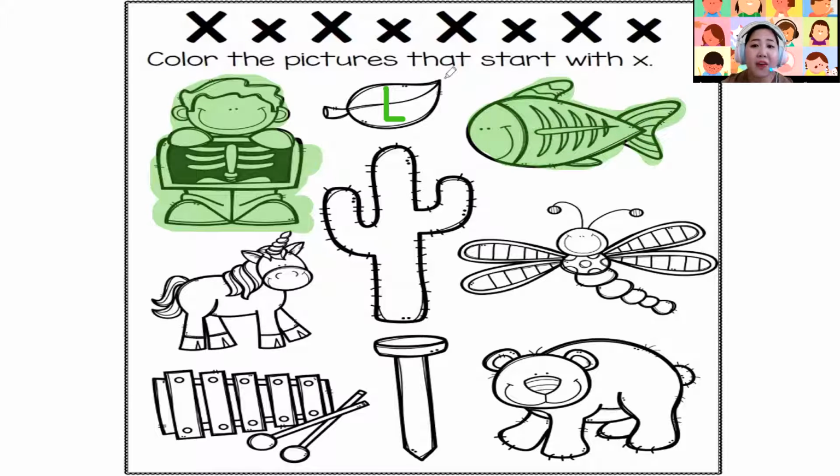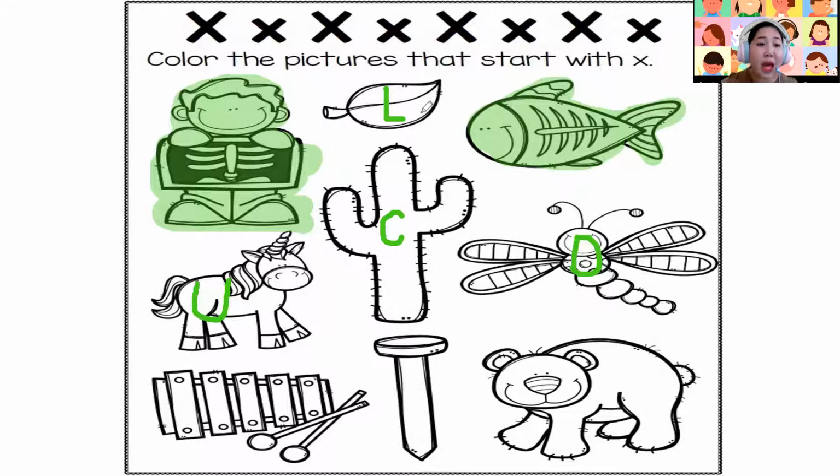Now, we have a unicorn. Unicorn. Does unicorn begin with the letter X? No, it does not. It has the sound, so it's for the letter U. U is for unicorn. And this one, this tree is called a cactus. Cactus begins with the letter C, not the letter X. And this one, this is called a dragonfly. The dragonfly begins with the letter D, so we will not color it also.